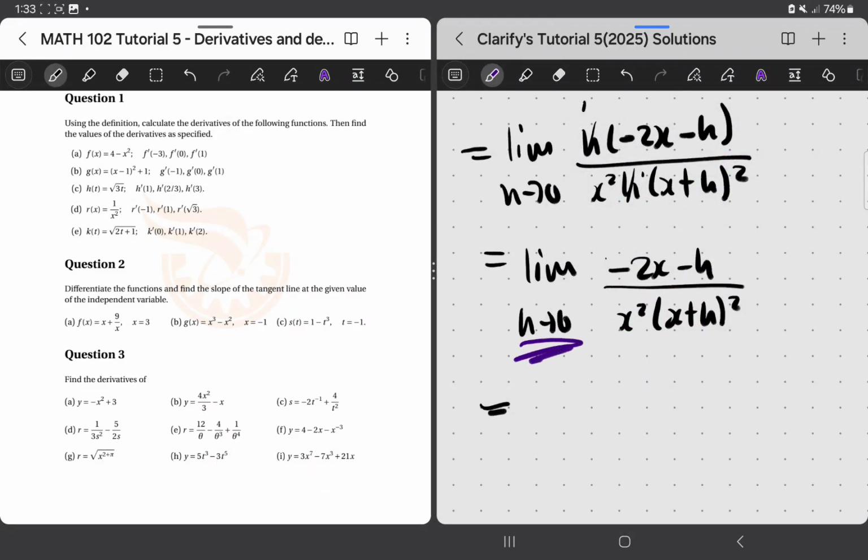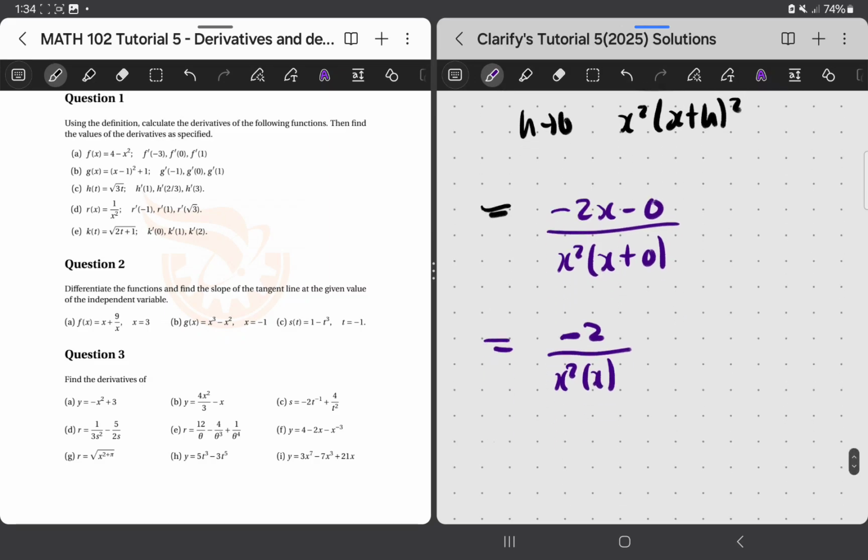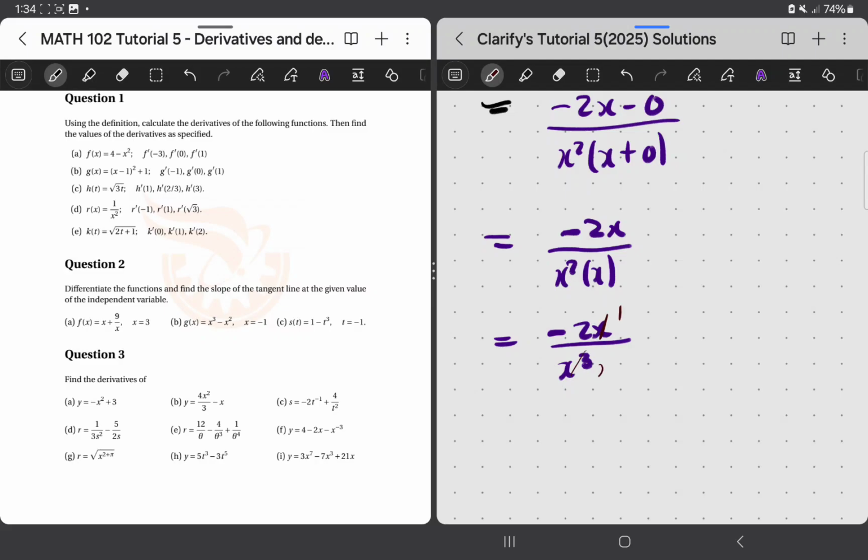So wherever there is h, we put 0 because it's going towards 0. It becomes minus 2x minus 0 all over x squared multiplying x plus 0. We remain with minus 2x minus 0, which is just minus 2x, all over x squared multiplying an x, which is negative 2x all over x cubed. If we simplify it, x into x, 1 into x cubed, you get an x squared. So it becomes negative 2 over x squared.